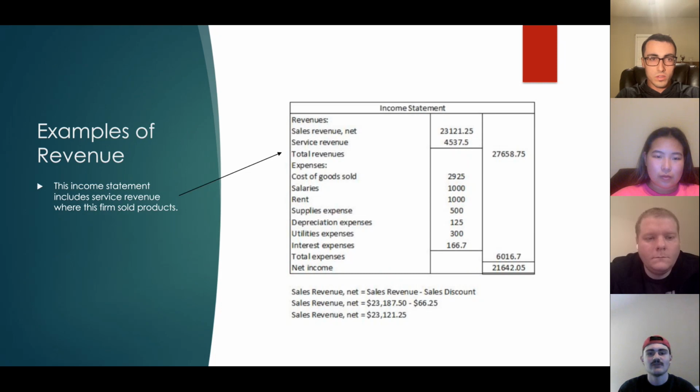Here we have examples of revenue on an income statement. This specific firm includes sales revenue and service revenue on its income statement, where this firm sold products and goods.